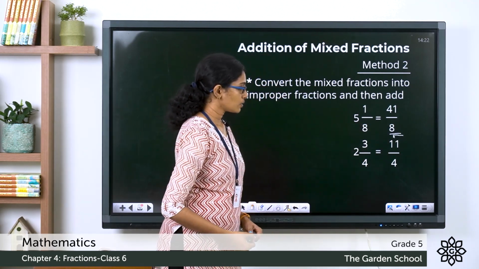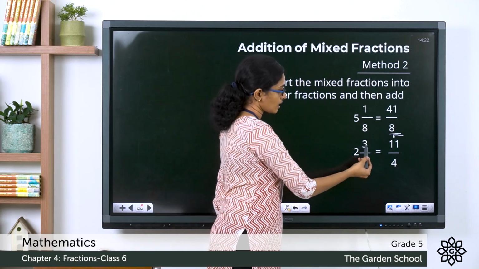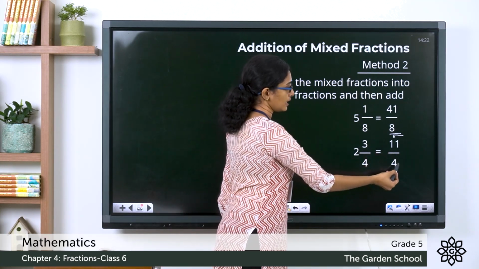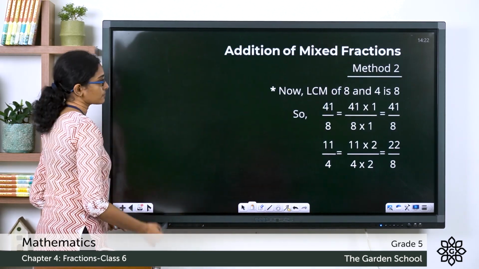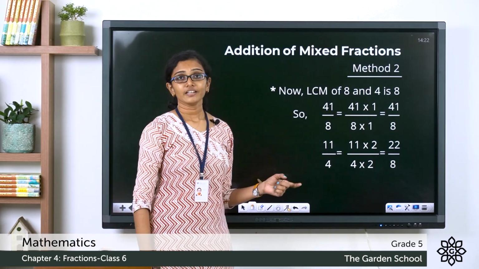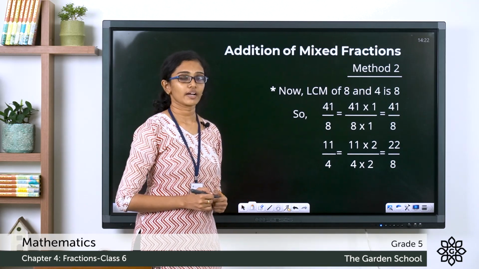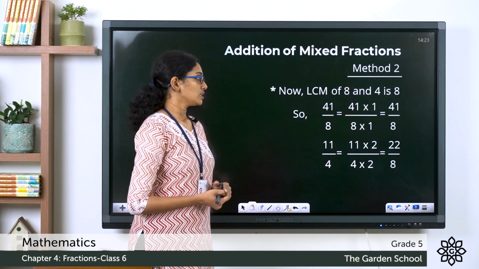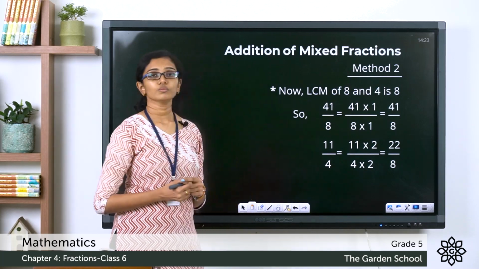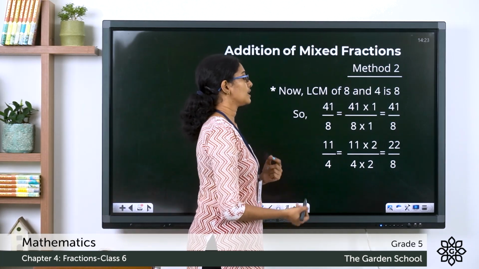Now, what is the conversion here? It is 4 into 2, 8, plus 3, 11. 11 by 4. Now, we have the equivalent improper fractions. Then, we have to change them to like fractions. How can you do that? Find the LCM and change the fractions to like fractions.